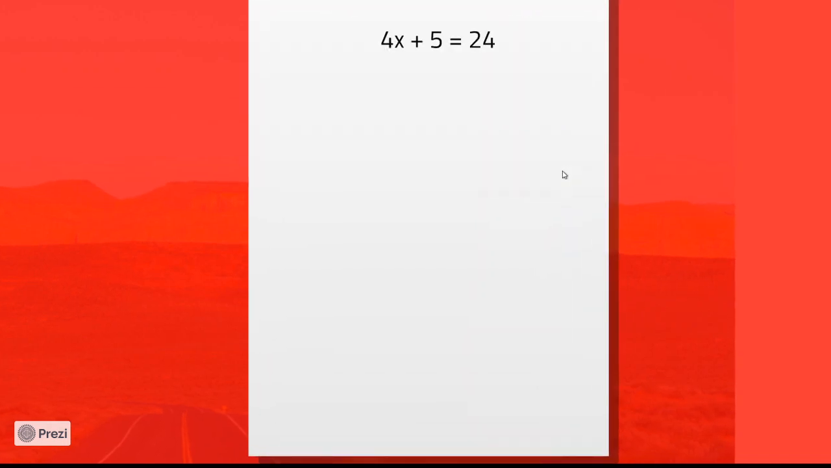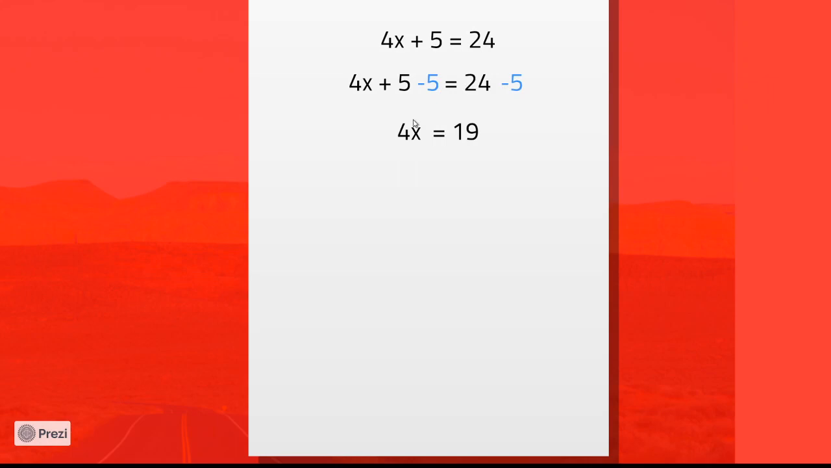So let us take back our example again. 4x plus 5 is equal to 24. So what do we do? I will put the 5 to the other side. And how do we do that? I'll subtract 5 from both sides. So 5 minus 5 becomes 0. I can do anything on both sides. So I'm subtracting 5 from both sides. So 5 minus 5, 0. So it is 4x is equal to 24 minus 5, that is 19.